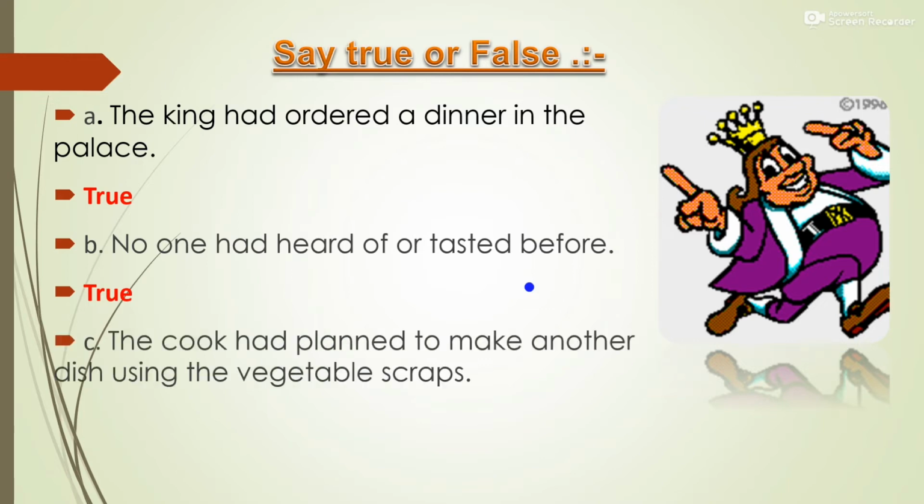The cook had planned to make another dish using the vegetable scraps. No, it's false. At first, the cook had not planned to make a dish. At first, the cook had planned to throw the scraps away. But later, after getting a command from the king, the cook planned to make a new dish. So it's false.